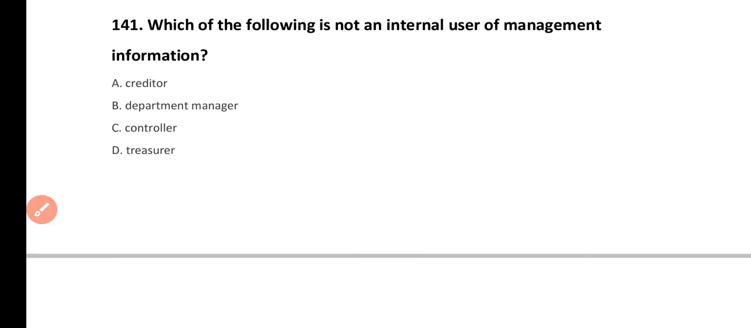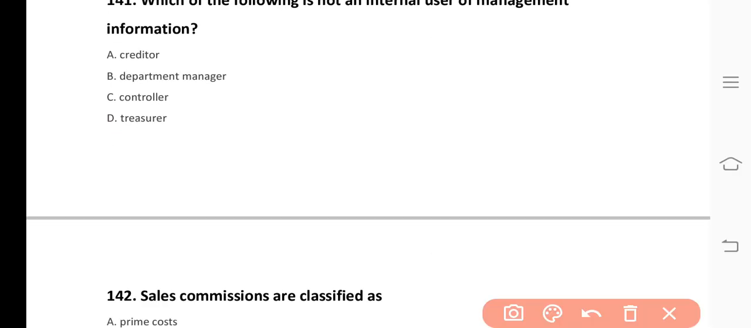MCQ number 141. Which of the following is not an internal user of management information? Creditors, departmental manager, controller, and treasurer. So option A is the correct option. Creditors are not internal users of management information. Departmental manager, controller, and treasurer are the staff of the organization.